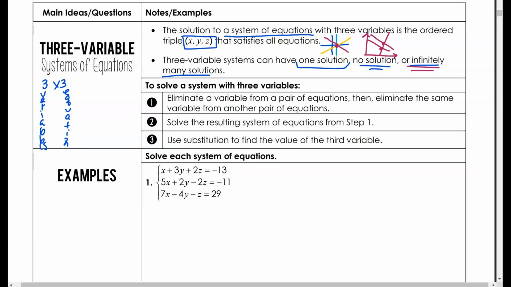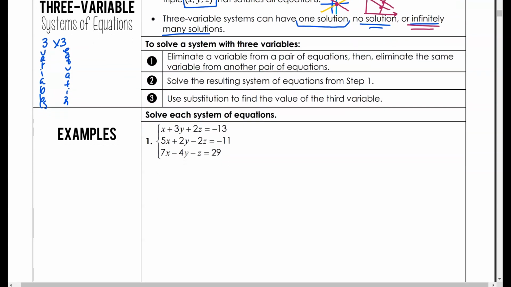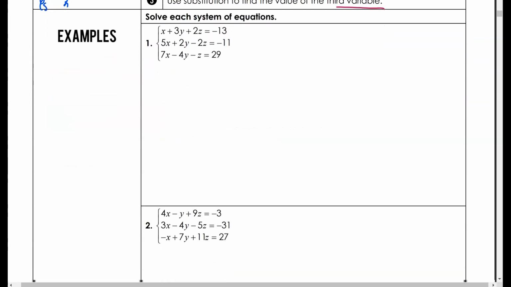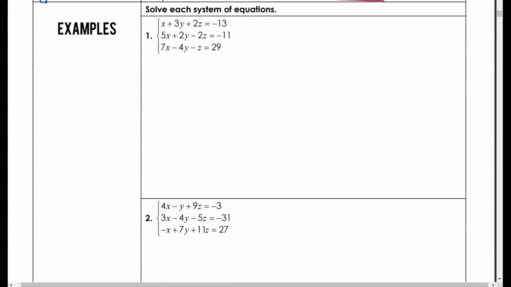So to solve a system with 3 variables, we want to eliminate a variable from a pair of equations, very similar to what we did then. Then eliminate the same variable from another pair of equations. Basically, if we're going to eliminate x, we take a pair, combine them, eliminate x. We take a different pair, combine them, and eliminate x. We're forming a 2 by 2 system by getting rid of a variable. Then we solve the resulting system of equations from step 1, and we use substitution to find the value of the third variable. So we're basically reducing a 3 by 3 system into a 2 by 2 system.